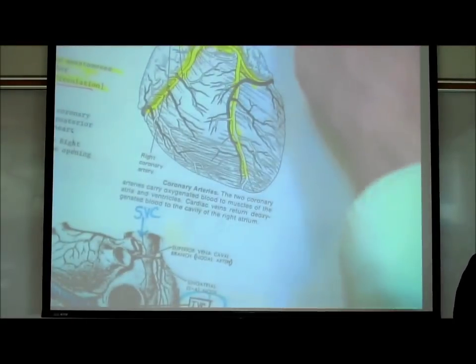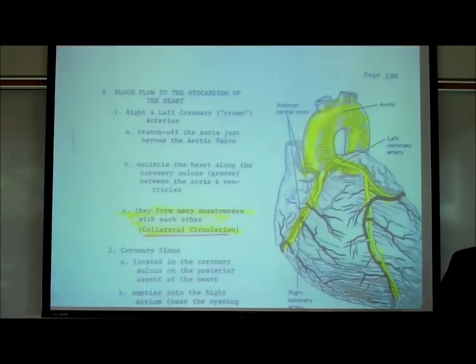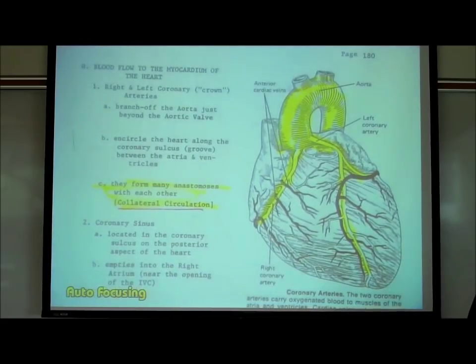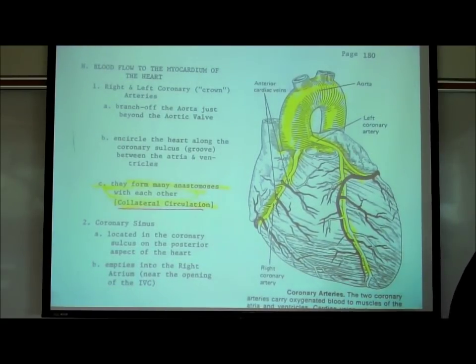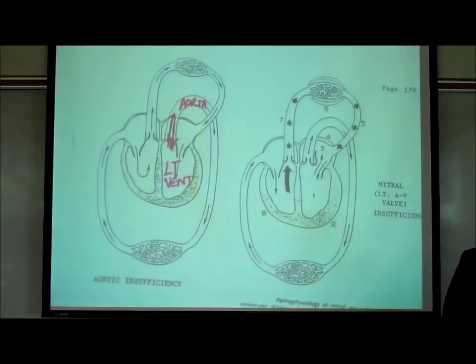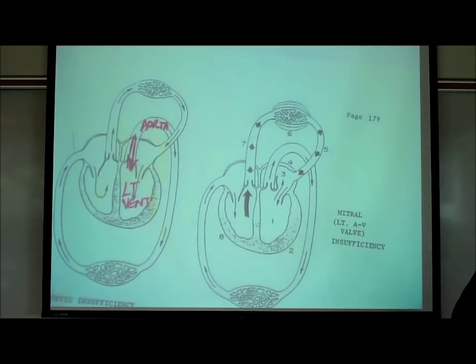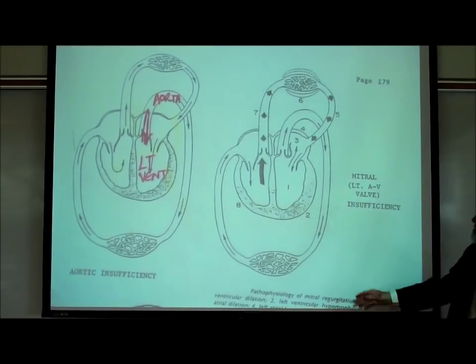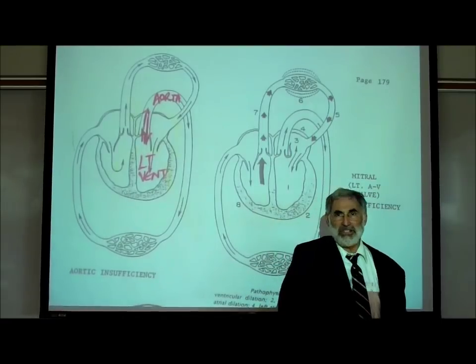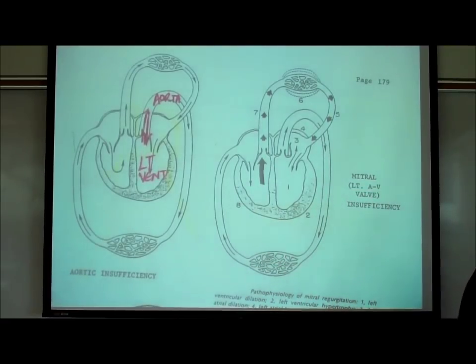Okay, on page 130, I'm sorry, 180. On page 179, with the big arrow, the left AV valve insufficiency, does that big arrow in the right ventricle mean that the blood's having a hard time going in? It's trying to show that the blood's backing up. It's just that when the blood's not going forward, it starts to back up.